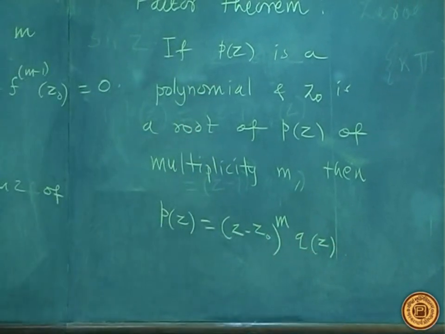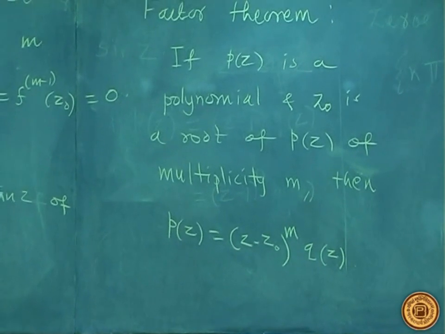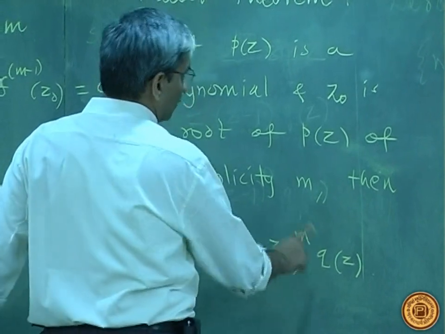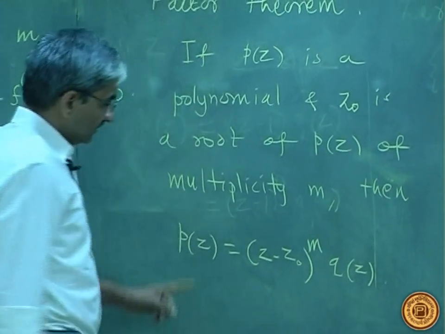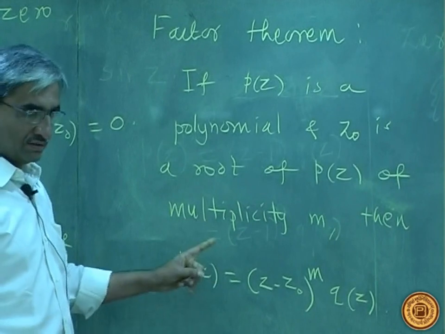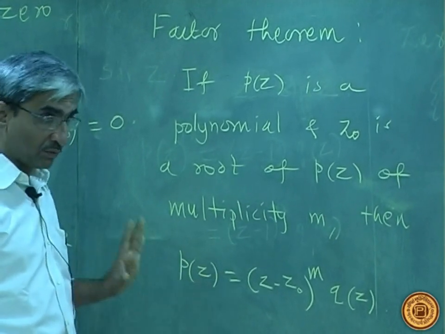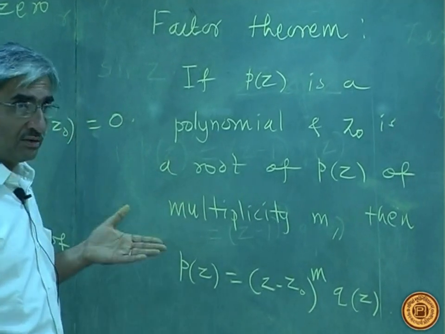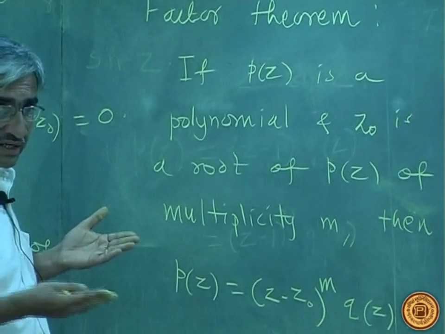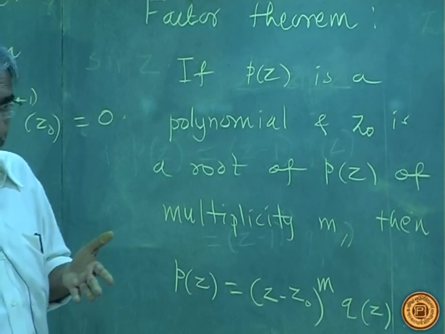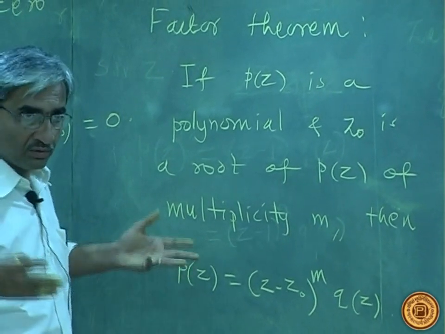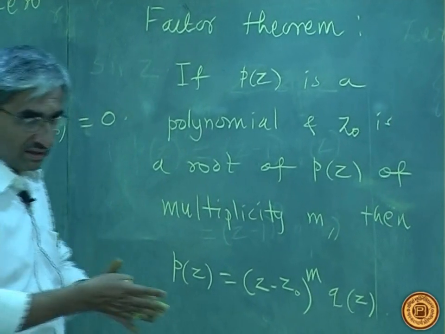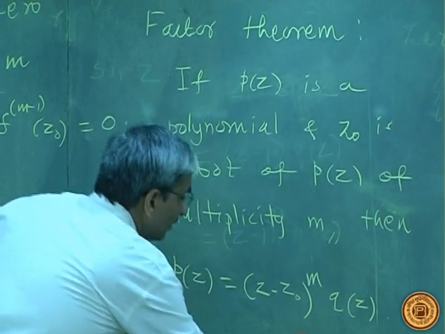So you don't have to have it monic. Q's leading coefficient could be anything. So this is (z minus z naught) to the power m into Q. This is the factor theorem. This you must have done. This is for polynomials. This is just by the division algorithm. That is, if z naught is a root, then you divide P(z) by z minus z naught, and then you observe that the remainder is 0. Again if it is a root, you again divide the quotient, and then you keep dividing till it is not a root, and then you get Q(z naught) is not equal to 0.